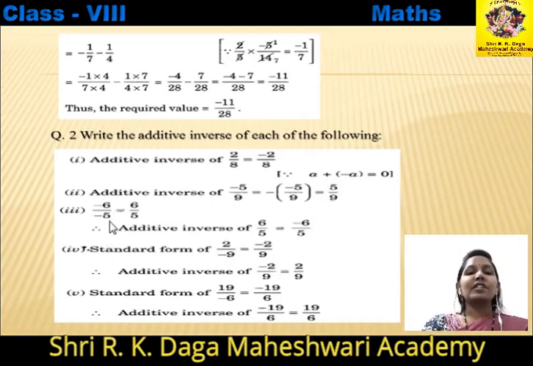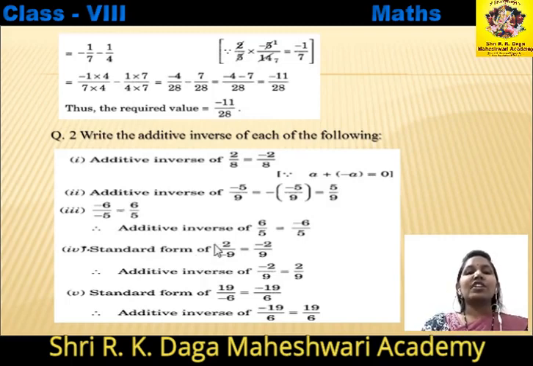Now third question is minus 6 upon minus 5. When we cancel the minus sign, we get the number as 6 by 5. So the additive inverse of this 6 by 5 is minus 6 by 5.